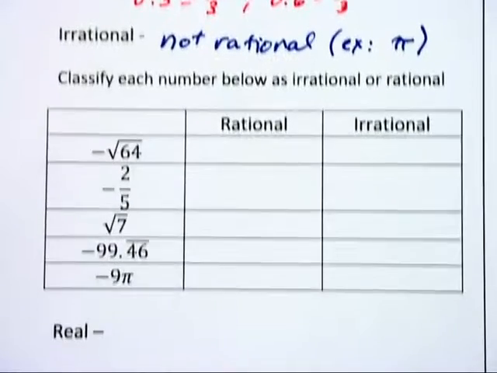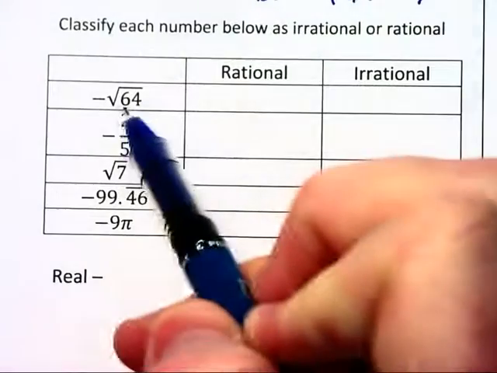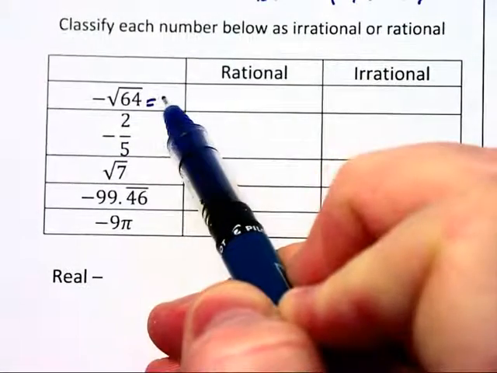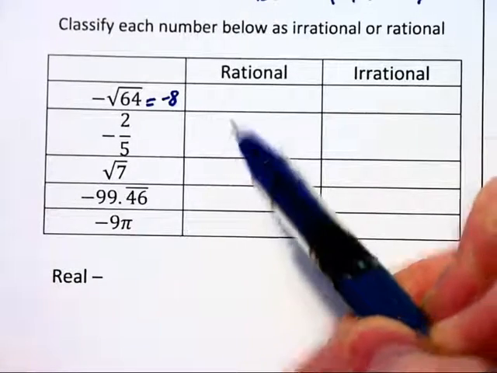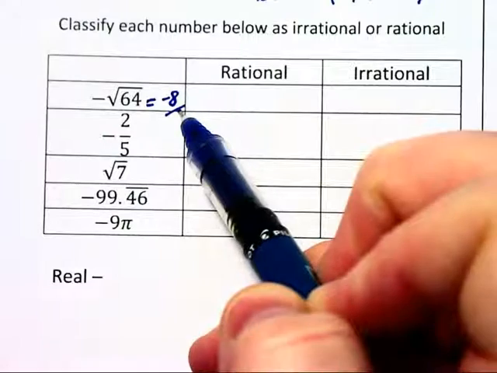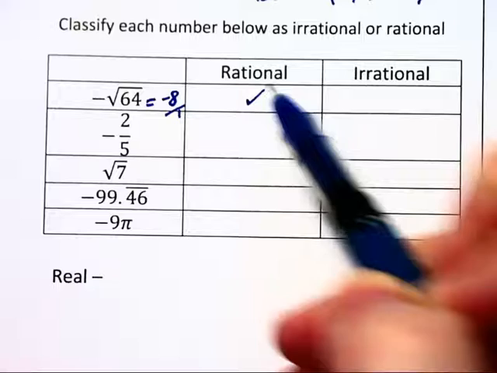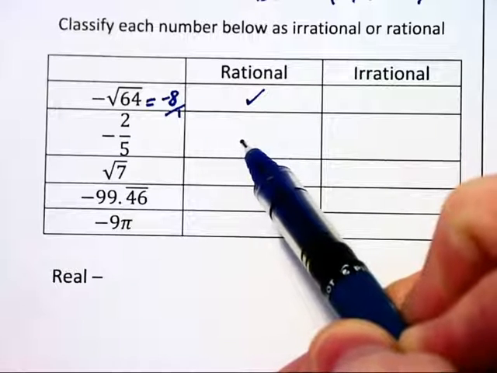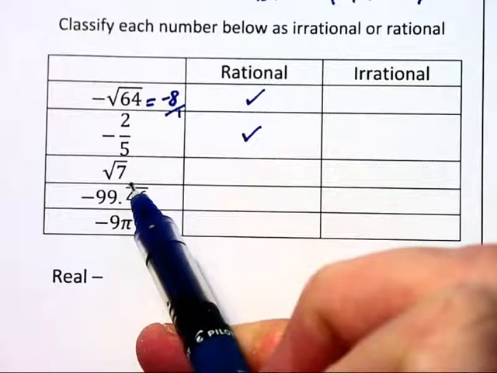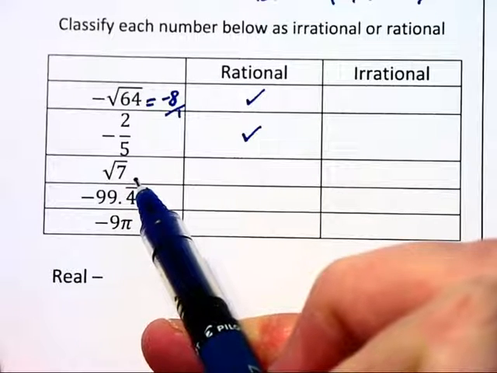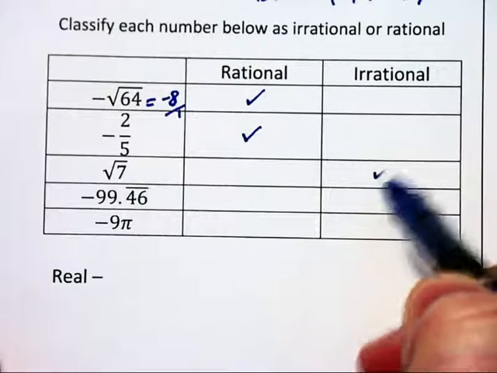Now let's classify the following values as either rational or irrational. The square root of 64 is equal to 8, and this is actually equal to negative 8, which is an integer. However, negative 8 can also be thought of as negative 8 over 1, and since you can see that it's written as a fraction, it is rational. Negative 2/5 is actually a rational number. It is a fraction. The square root of 7, or for that matter, the square root of any prime number, cannot be written in fraction form, so it is irrational.